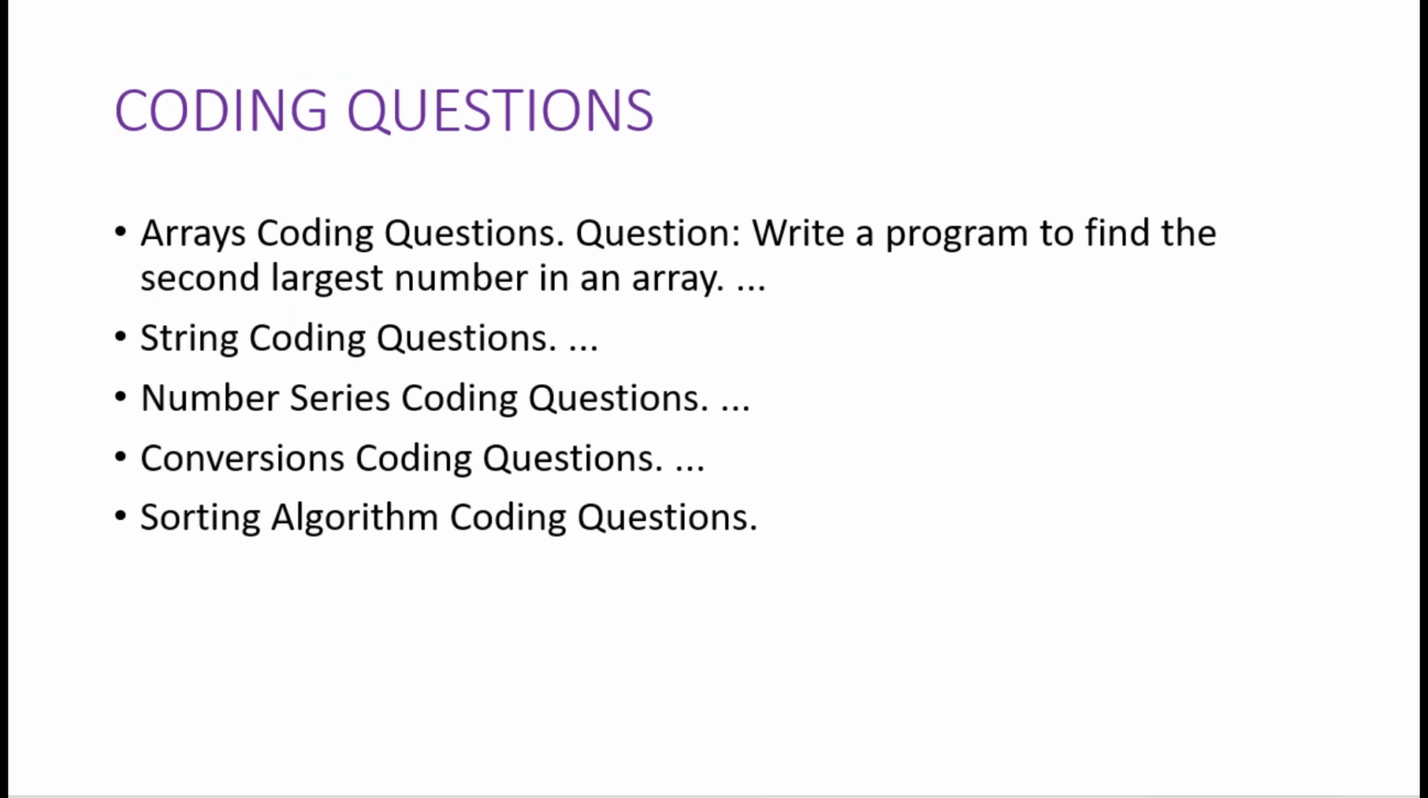The important coding questions involve array coding questions like write a program to find the second largest, third largest number in an array, similar types of questions, string coding questions, number series coding questions, conversions, sorting algorithms, binary search algorithms. All of these are very important types of code that you must practice before answering TCS NQT.